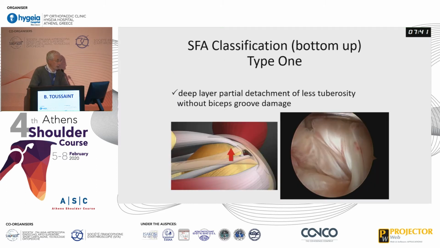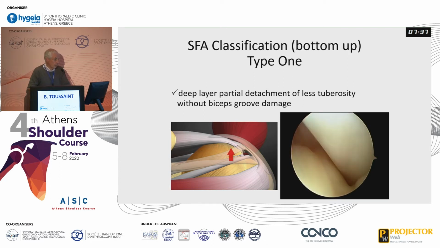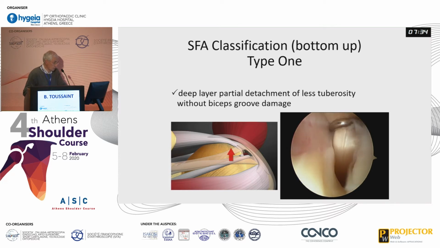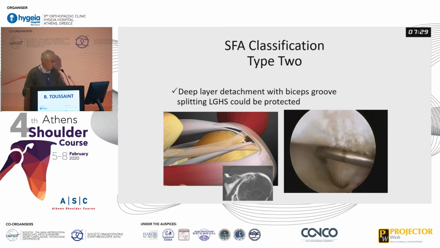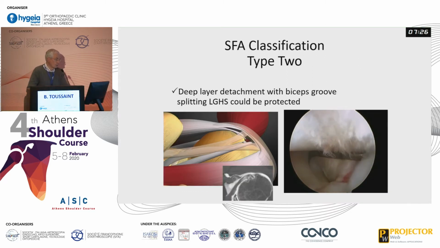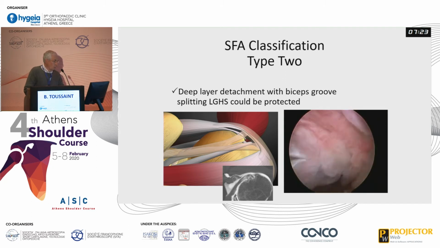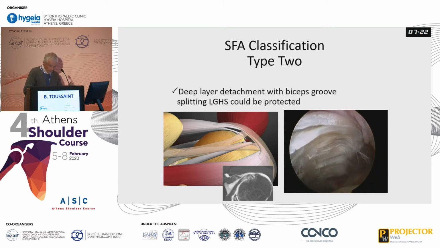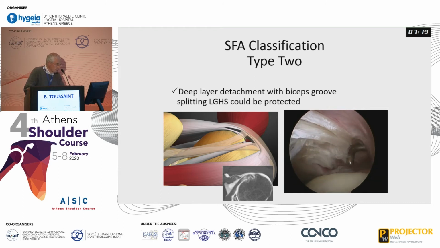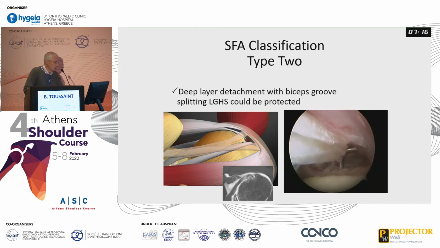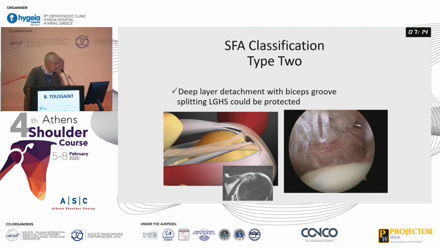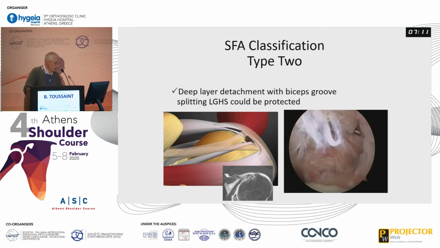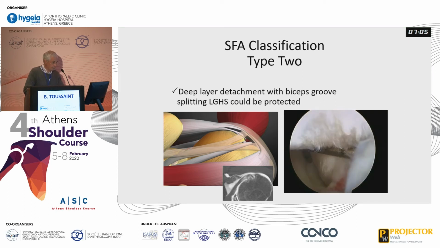For the French Arthroscopic Society Symposium, you present a new classification where type 1 is just the fraying of the deep layer of the subscap. Type 2 is a split of the anterior wall of the biceps groove, and you have detachment of the deep layer of the subscapularis, but the superficial layer is intact.